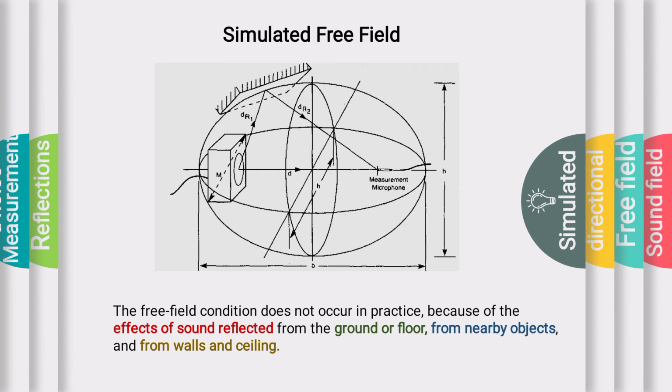The figure shown here is an example of a simulated free field. As you can see, only the direct sound from a source is measured. The free field does not occur in practice because of the effects of sound reflected from ground or floor, from nearby objects, and from walls and ceiling. Such an environment is known as a simulated free field.